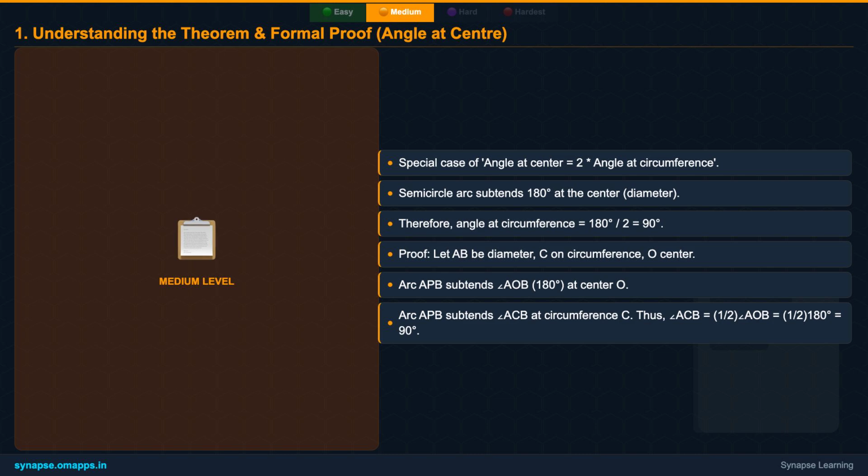The angle it forms at the center is 180 degrees because the diameter is a straight line. Following the general rule, the angle it forms at any point on the circumference must be exactly half of that 180 degrees, leading us directly to 90 degrees. This connection helps us appreciate the theorem's logical foundation within circle geometry.